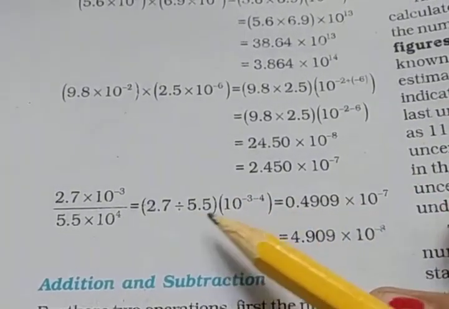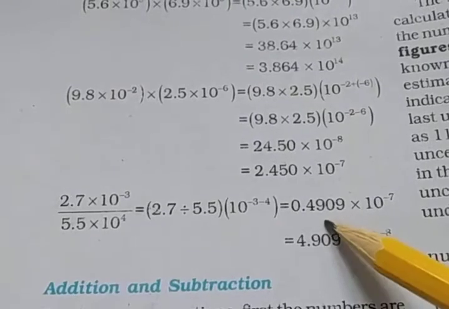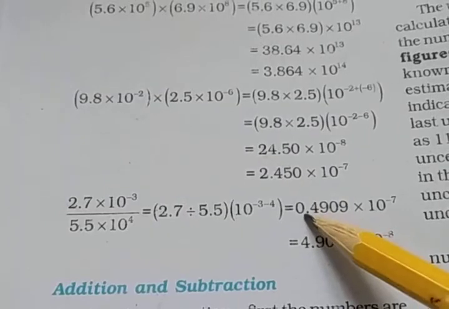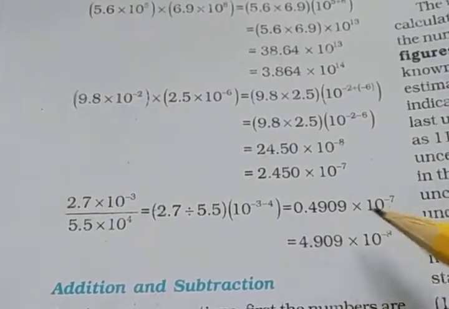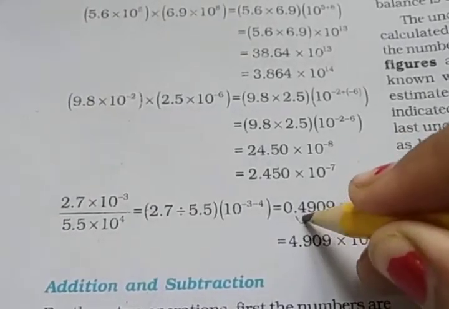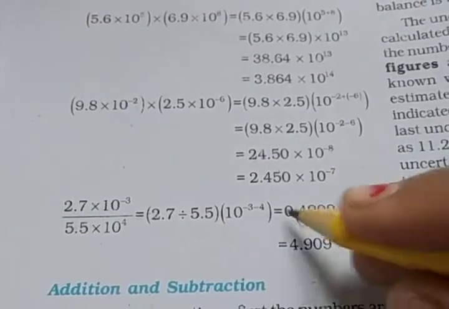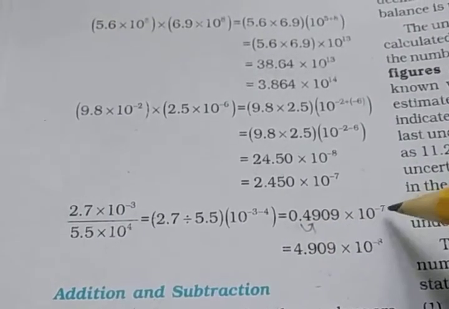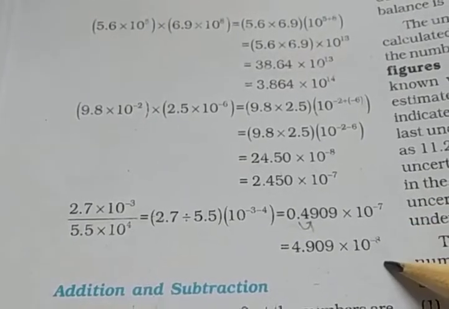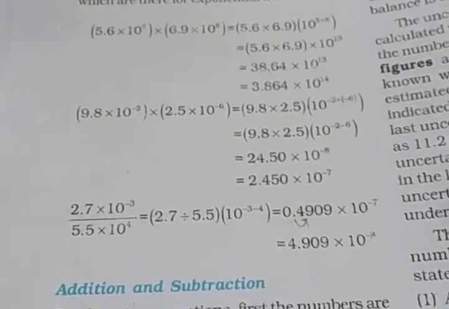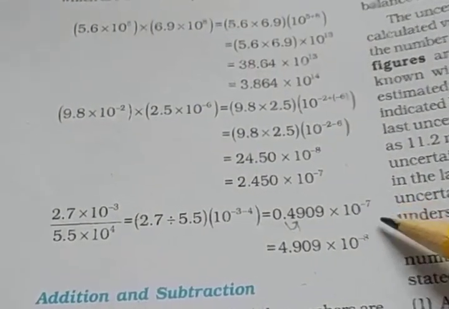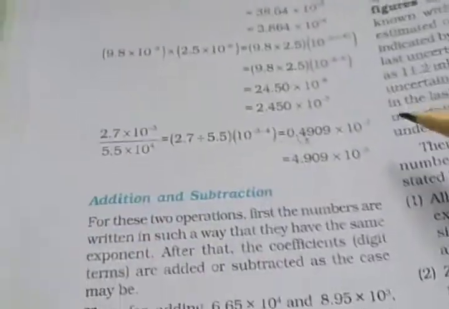So minus 3 minus 4, minus 7. Then 2.7 divided by 5.5, so 0.4909. So this decimal moves left hand side 1 place, so right hand side, 4.9099, but move right hand side, so exponent 1 increase. Okay, so exponent 1 increase, so minus 7 converts into minus 8, because minus 7 minus 1 is minus 8.